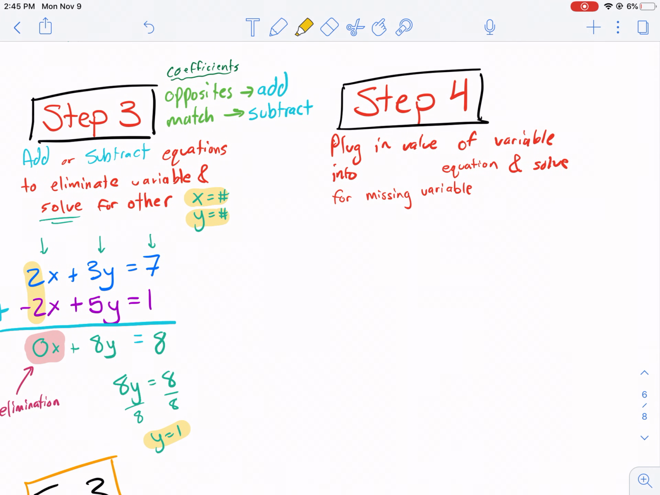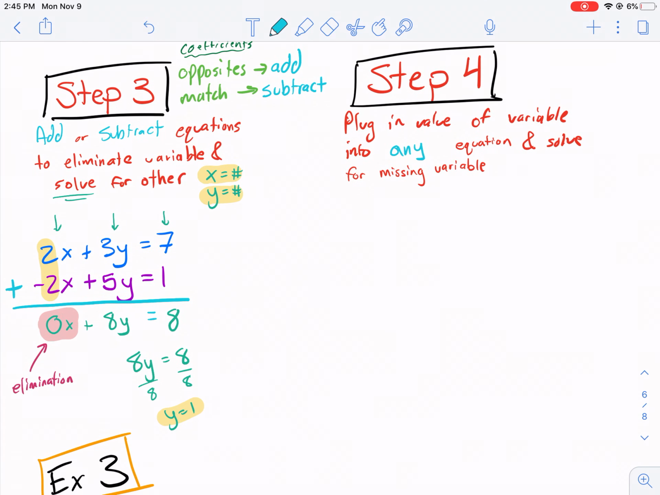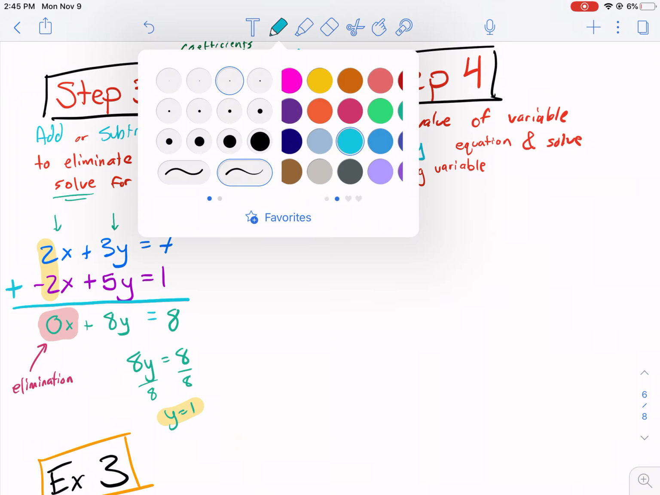Once we get this, essentially we're doing the same process that we did with substitution. We're plugging back into the other equation. So we're plugging the value of the variable into any equation, it doesn't matter, and solving for the missing variable. If you ever use multiplication, you could plug this into the multiplied, changed form, or you could plug into the original. It doesn't matter.